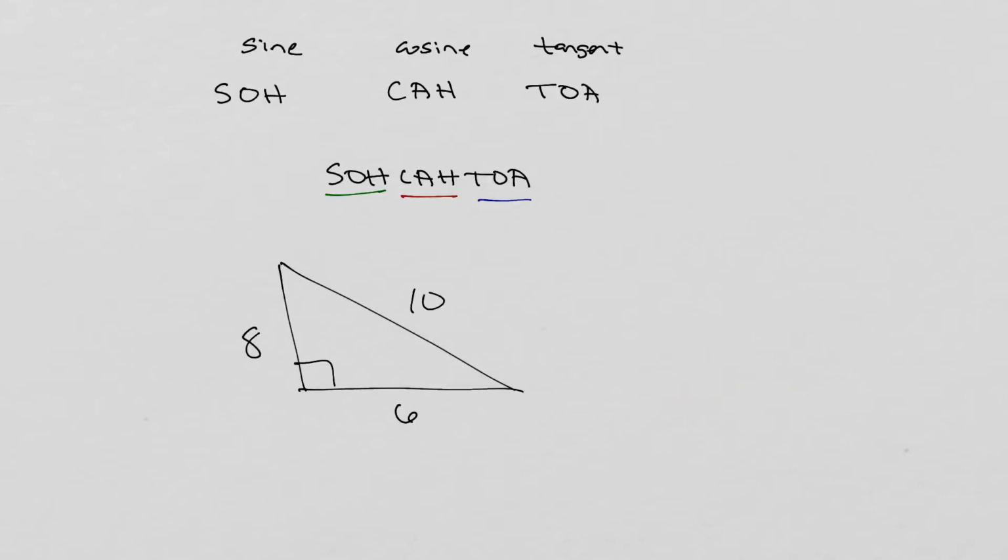So let's pick one of these angles. How do I pick this angle? Let me call that one theta. If I asked you to figure out what sine of theta is, remember what you do is you start here at theta, you go to the opposite side, which is 8, put that over the hypotenuse, which is 10. If I asked you for cosine of theta, well, the adjacent side here is 6, and the hypotenuse is 10.